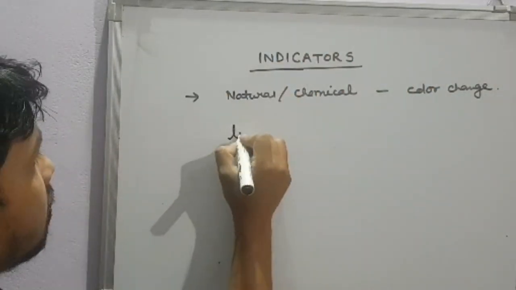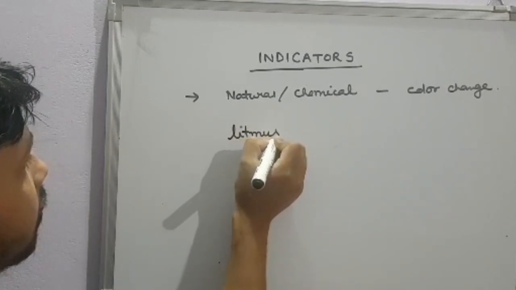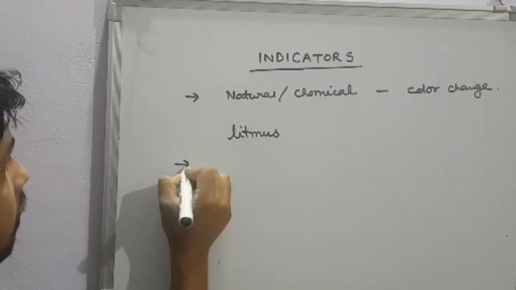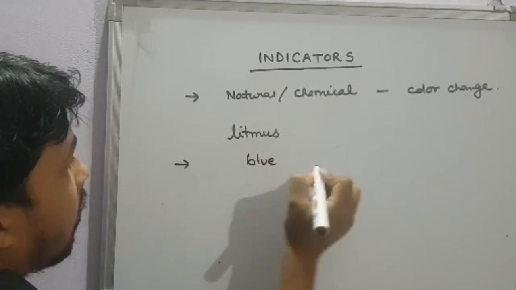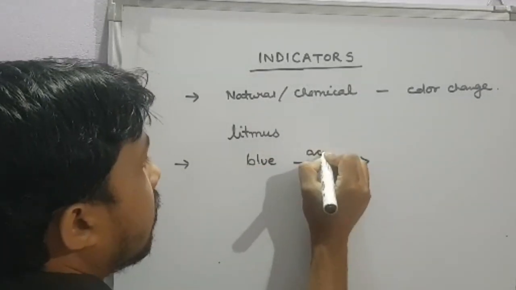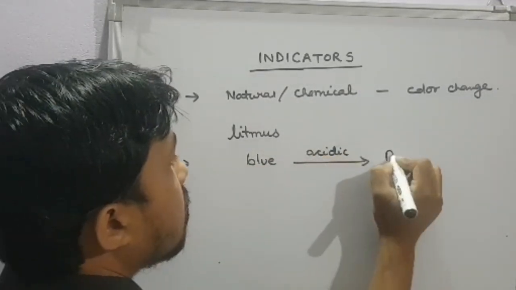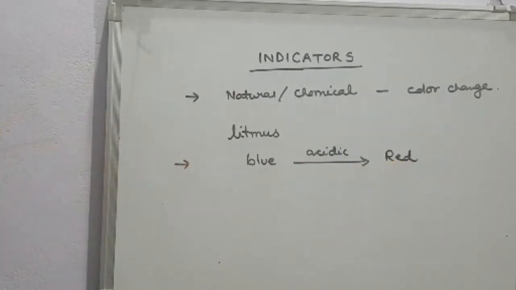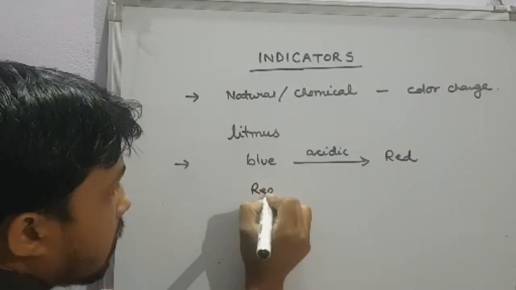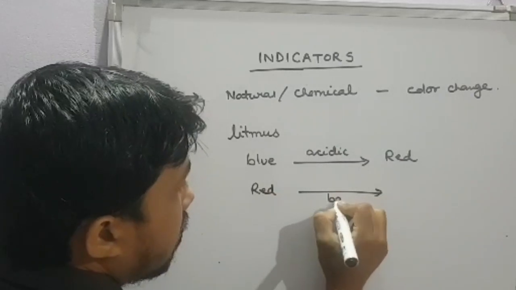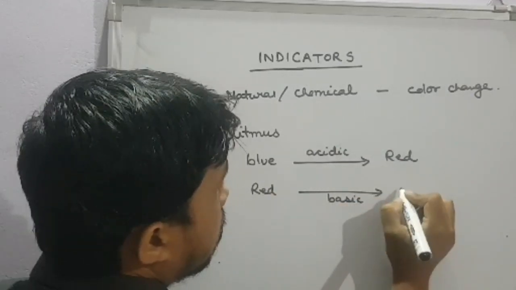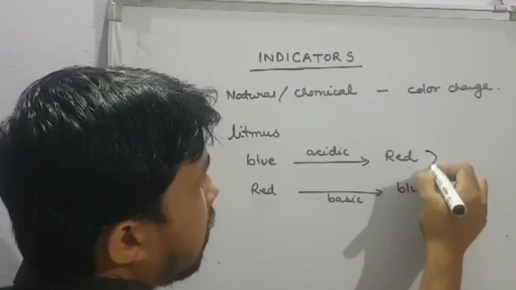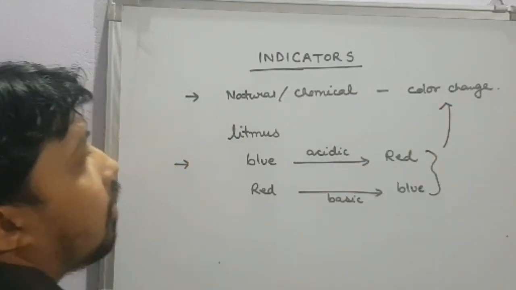So if you take a litmus paper, you must have seen that, right? It's very common. If you take a blue litmus paper and put it in acidic condition, the blue litmus paper will turn into red. Similarly, if you take a red litmus paper and put it in basic condition, this will turn into blue. So what is happening? Basically they are undergoing color change.